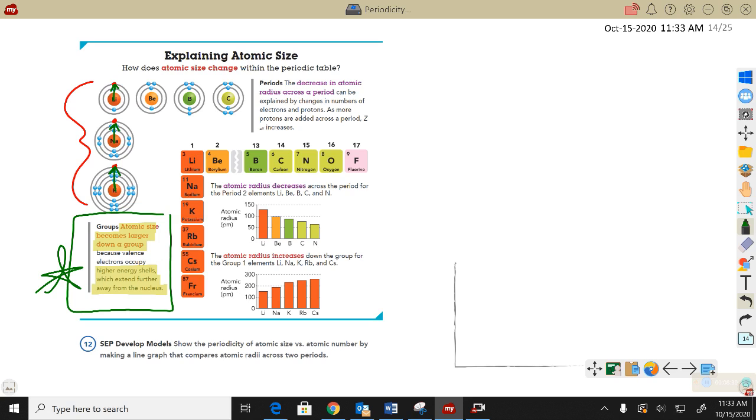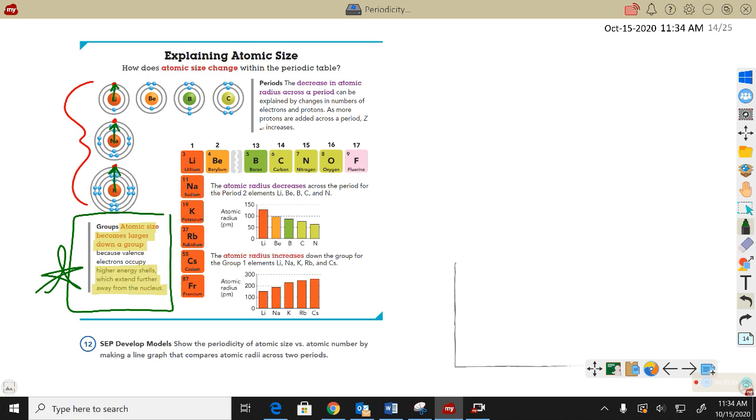I guess, but now we've got two things to take into consideration. The fact that there are more protons and more electrons, but the electrons are going in farther energy levels. And when you take both variables into consideration, it's the energy levels that win. It's the fact that the electrons are in farther energy levels from the nucleus and there are more energy levels. That's what makes the radius larger going down a group.